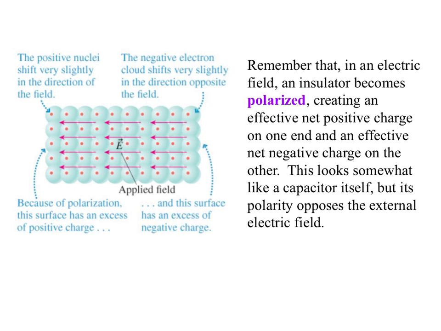This looks a lot like a capacitor by itself. In other words, it's a sheet of positive charge and a sheet of equal negative charge on the other side. But the polarity of this opposes the electric field. That is, if the electric field is pointing this way, then the quasi-capacitor has a field that goes the other way.